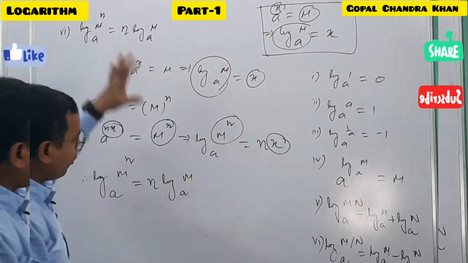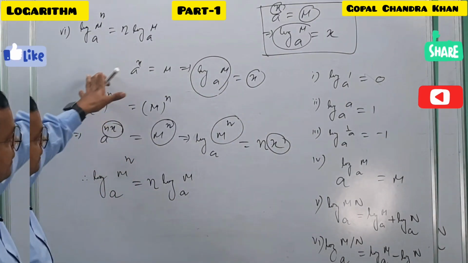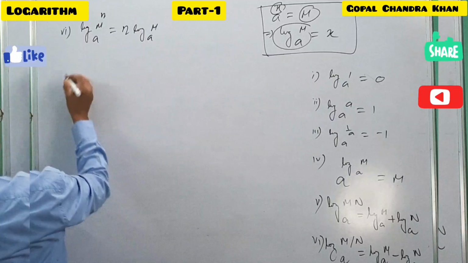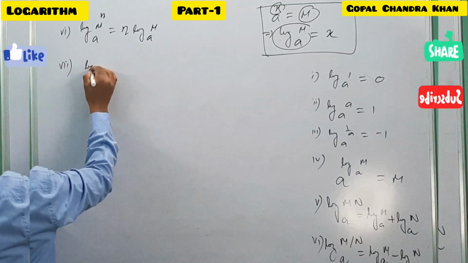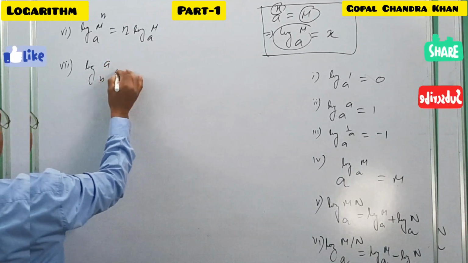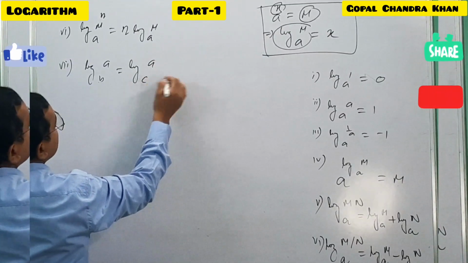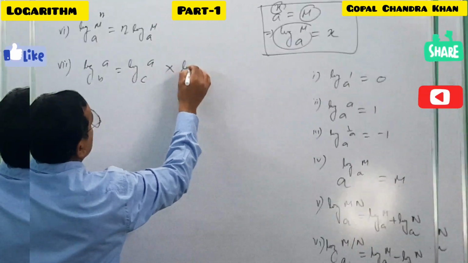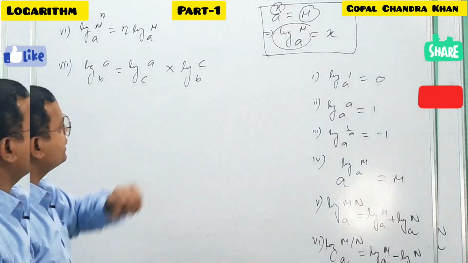Now see, all these formulas I told. One more thing I'll tell after that. I'm writing the formula here, and after that I'm proving it: log a base b equals log a base c into log c base b. How can we prove this?